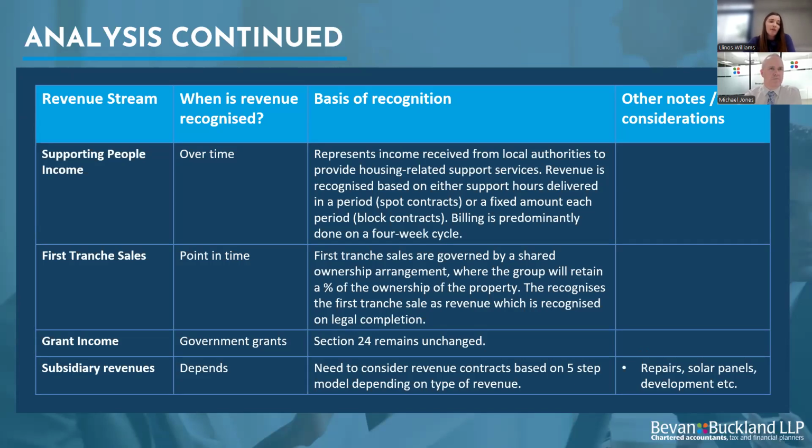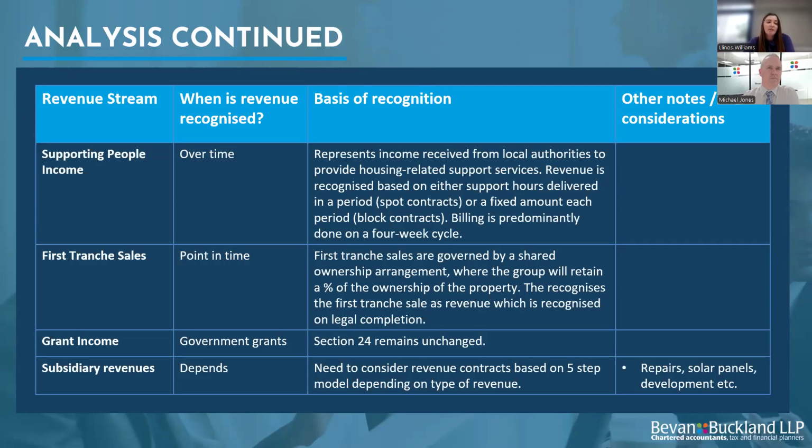Grant income. For government grants, the key message is that Section 24 of FRS 102 is unchanged. So the existing recognition rules for social housing grants and other government grant funding still apply. Where the grant relates to an exchange transaction, for example, a grant tied directly to services delivered, Chapter 10 may apply. Where it doesn't, the grant is addressed under the Specialised Activities chapter.